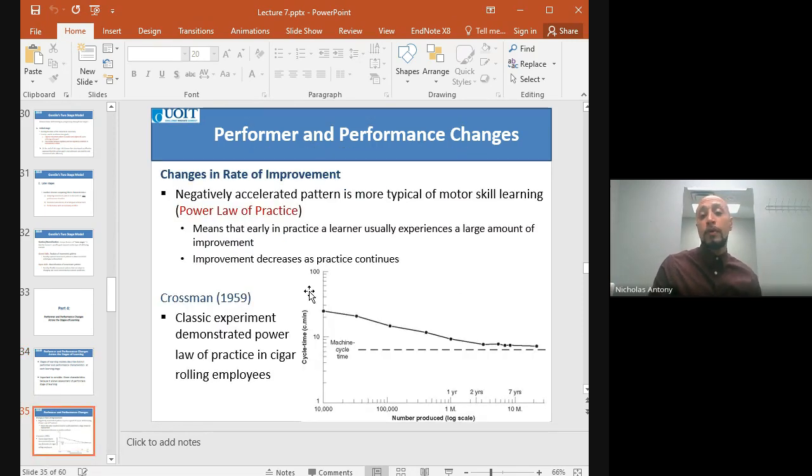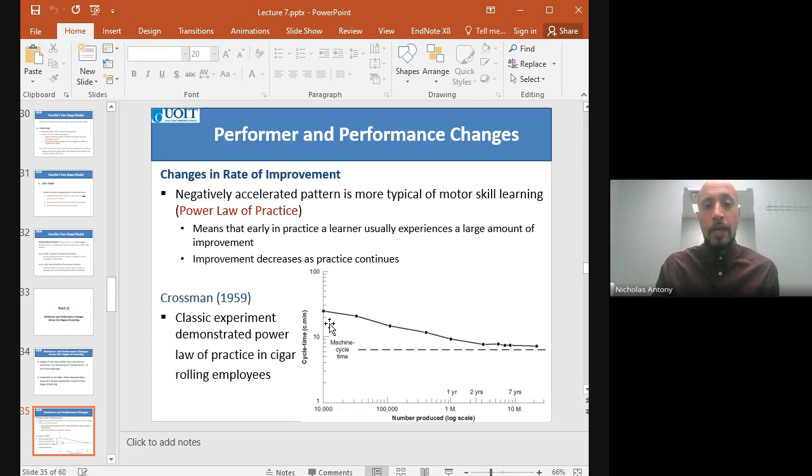So we've talked about how improvement changes over time. We would see typically that repetition of practicing a motor skill would lead to an initially large improvement in performance, and that performance sort of exponentially decreases or plateaus over time. That negatively accelerated pattern of motor learning is typical of learning motor skills.